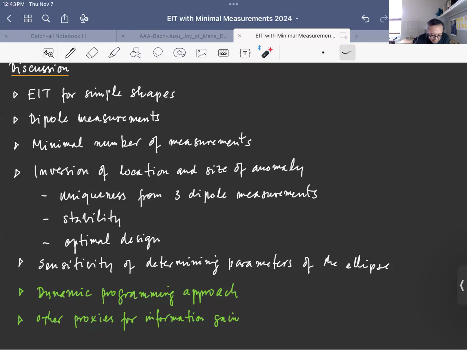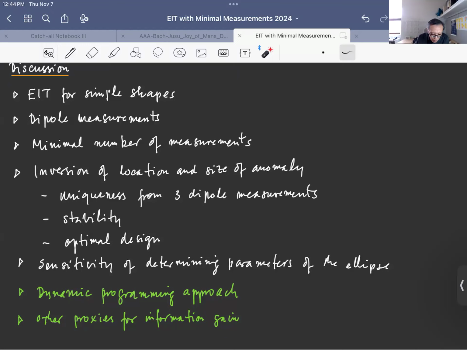We can establish stability, which also reveals that there are some choices of electrode locations that are better than others. And then we also looked into the question of optimal design, borrowing ideas from optimal experiment design in statistics. We also discovered that there's sensitivity to determining the other parameters of the ellipse, and that also is something that we can't see how to overcome.